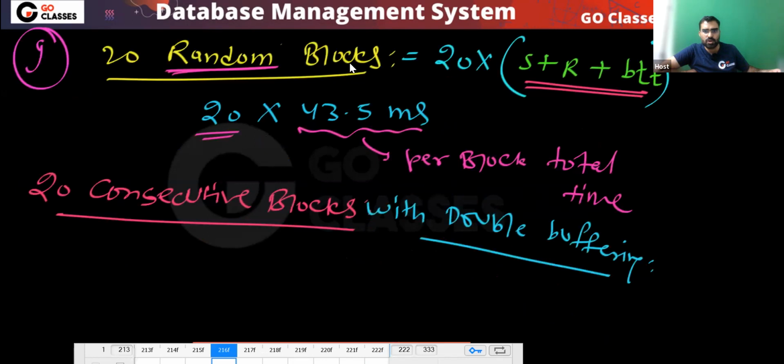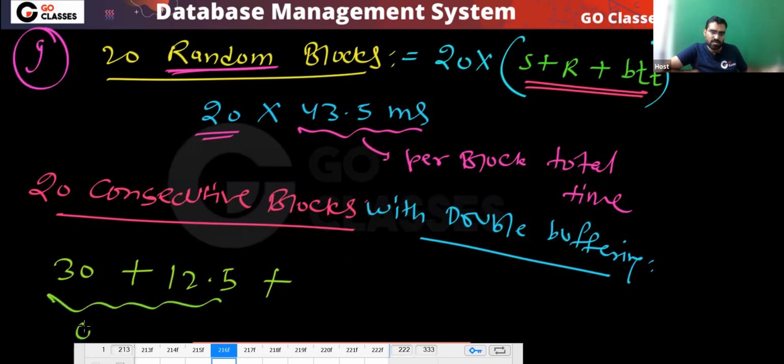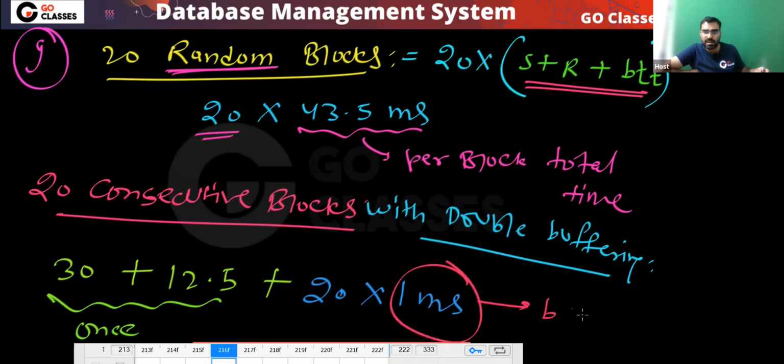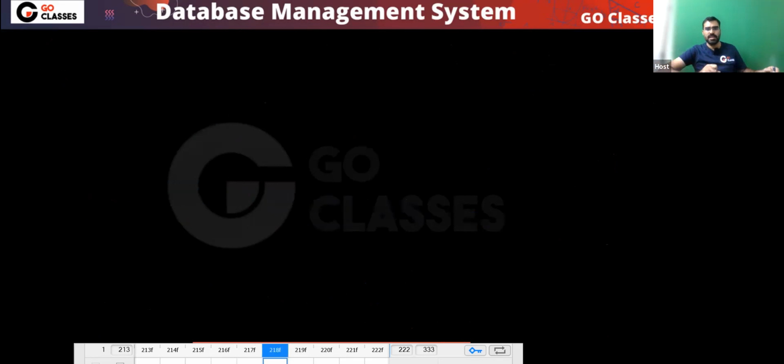So in this situation, what will your answer be? One time you need seek, plus one time rotational delay. These are one-time costs. But after that, 20 multiplied by 1 millisecond. For every block, only the transfer time you have to calculate. This is your block transfer time, BTT. So 20 multiplied by 1 millisecond. That's it. All the parts of this question we have done.